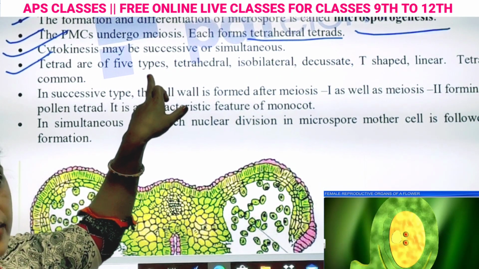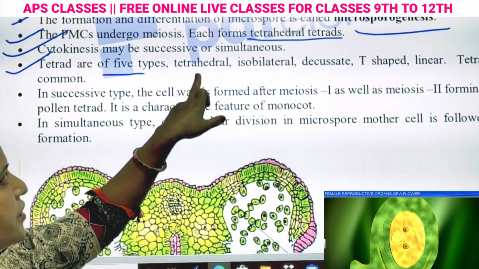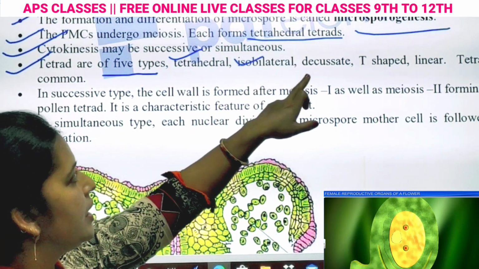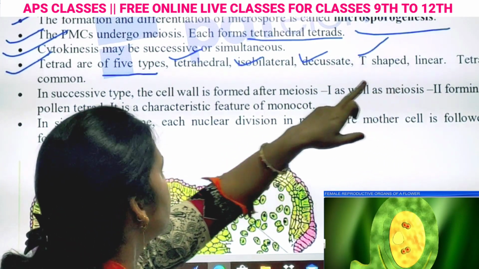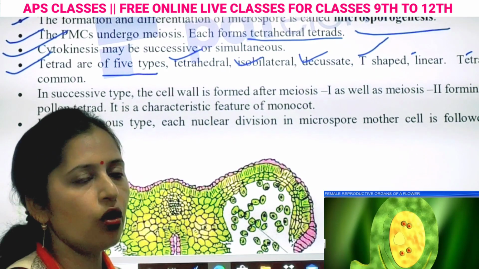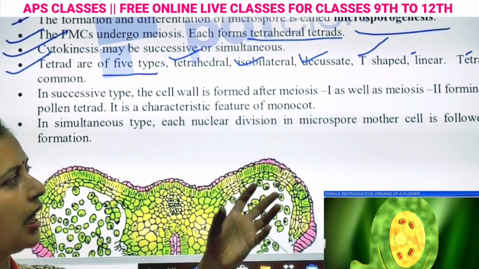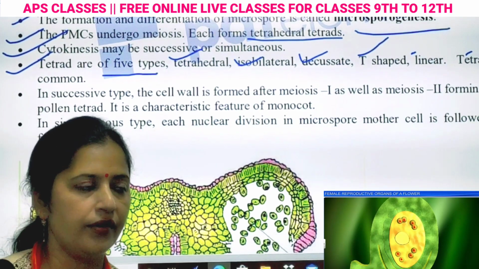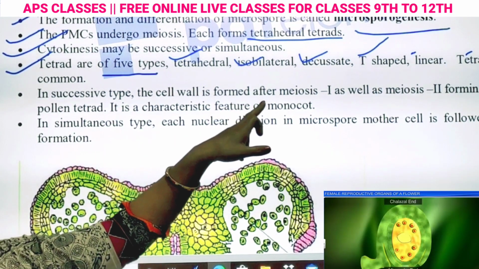टेट्राड और ऑफ 5 टाइप्स. अब जो टेट्राड हमारे बने हैं दे आर फर्दर ऑफ 5 टाइप्स. टेट्राहेड्रल, आइसोबाइलेटरल, डीक्यूसेट, टी शेप, लीनियर, टेट्राहेड्रल इज कॉमन. अब इसमें जो हमारे 5 हमने टाइप्स पढ़े, तो 5 टाइप्स में जो हमारी मोस्ट कॉमन टाइप होगी दैट इज द टेट्राहेड्रल. इन सक्सेसिव टाइप द सेल वॉल इज फॉर्म्ड आफ्टर म्योसिस.